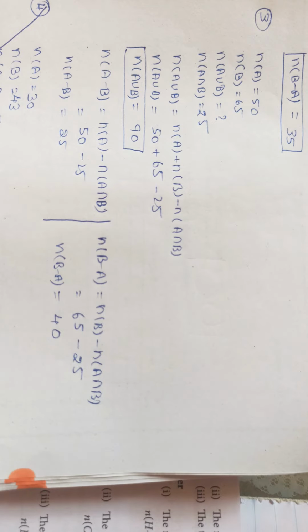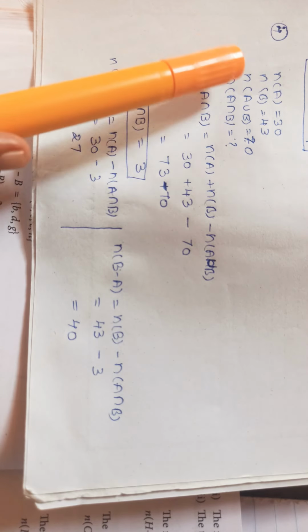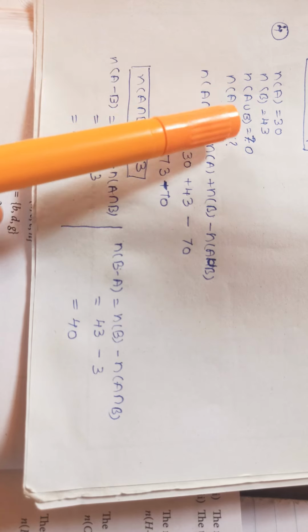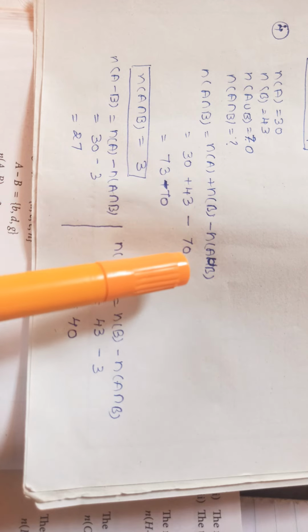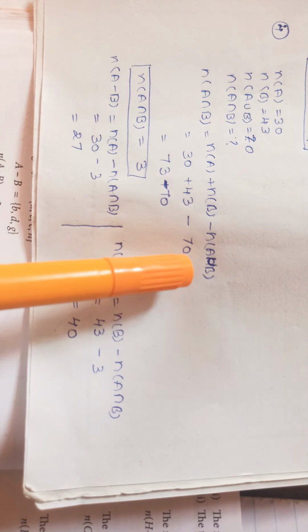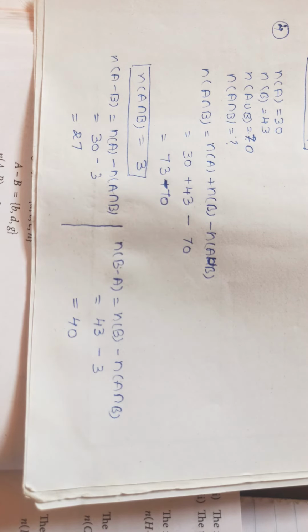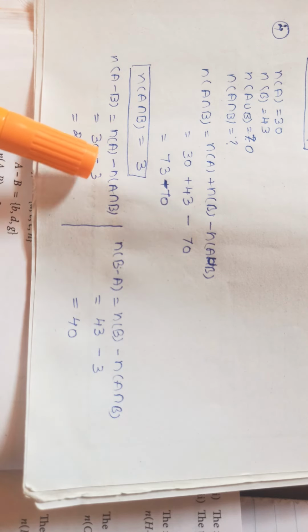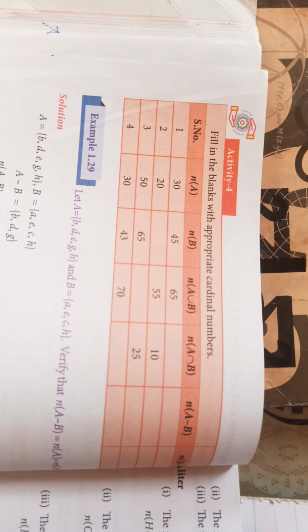Now we are coming to the fourth question. It states that n(A) = 30, n(B) = 43, n(A ∪ B) = 70, and A ∩ B is not given. So n(A ∩ B) = n(A) + n(B) − n(A ∪ B). This is union. So 30 plus 43 minus 70, it becomes 73 minus 70. So n(A ∩ B) = 3. n(A − B) = n(A) − n(A ∩ B), so 30 minus 3 is 27. n(B − A) = n(B) − n(A ∩ B), 43 minus 3 is 40. So this is how we complete activity 4.